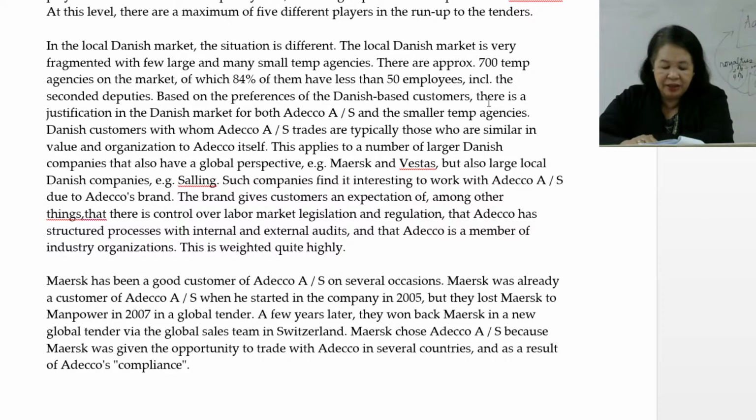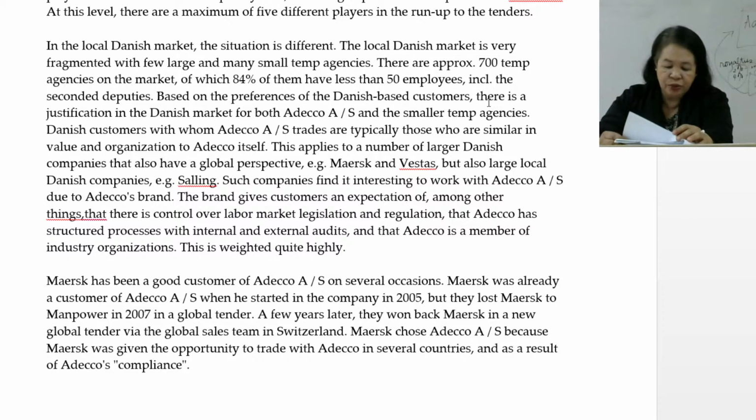Such companies find it interesting to work with Adecco AS due to Adecco's brand, no? The brand gives customers an expectation of, among other things, that there is control over labor market legislation and regulation, that Adecco has structured processes with internal and external audits, and that Adecco is a member of an industry organization. This is weighted quite highly, no? So Merckx has been a good customer of Adecco AS on several occasions.